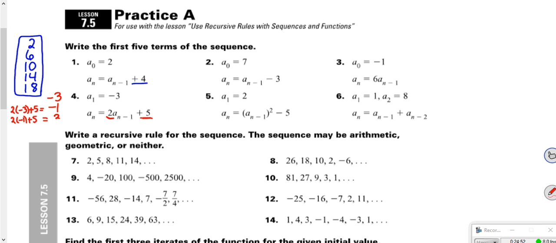Then 2 times 3 plus 5. 6 plus 5 is 11. And 2 times 11 plus 5. 22 plus 5 is 27. So these are the first 5 terms of the sequence. I hope you see that.